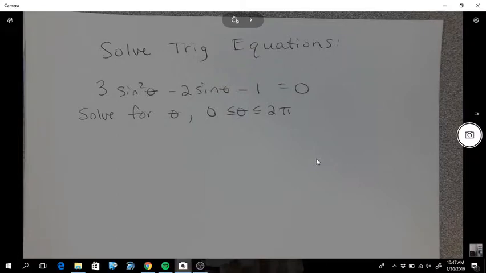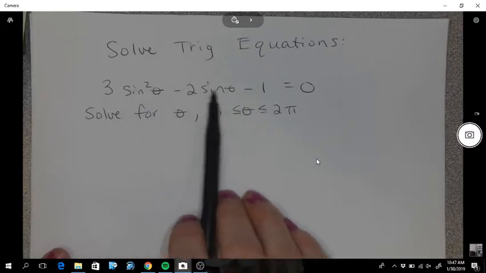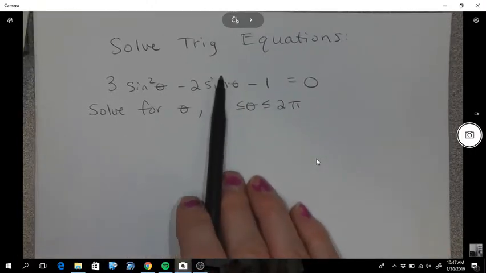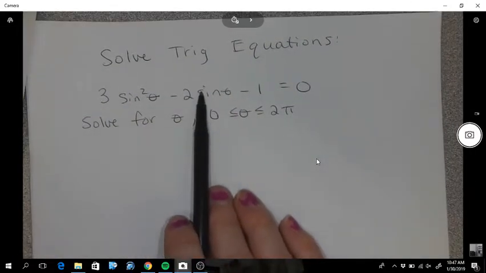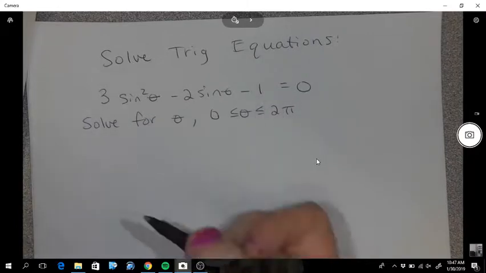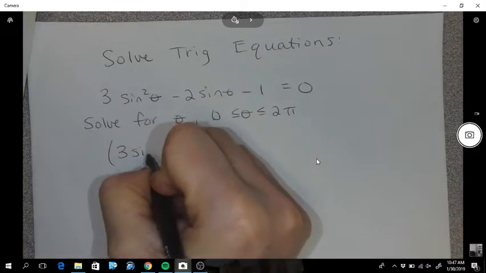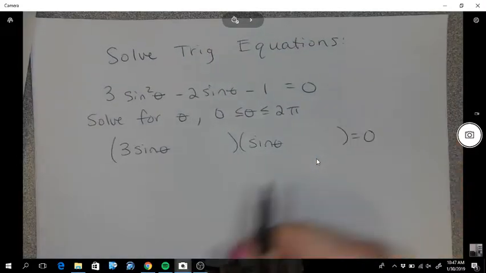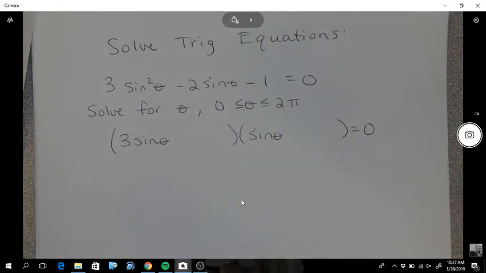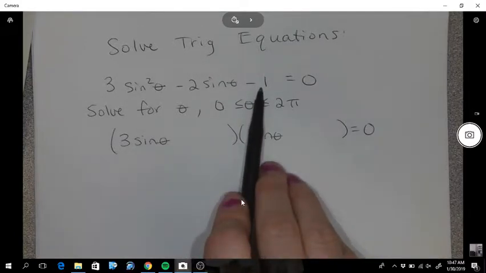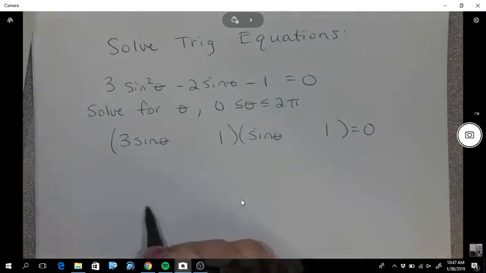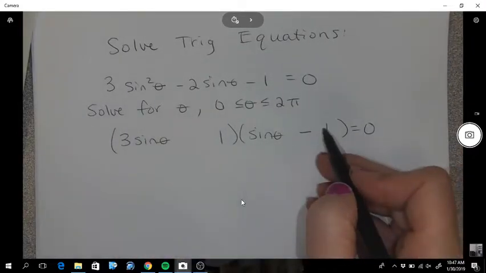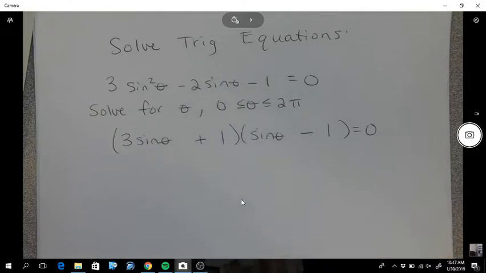Okay, so when I look at this, I can't isolate anything because I have a sine squared and a sine. So this is a quadratic, so I'm going to try to factor. Obviously, if it doesn't factor, I can use the quadratic formula. So 3 sine angle is my first spot to get me 3 sine squared. In my last spot, I need to get 1, so 1 and 1 is the only way to do that. I can put a negative there to produce a negative 3 sine on the outside, plus sine.